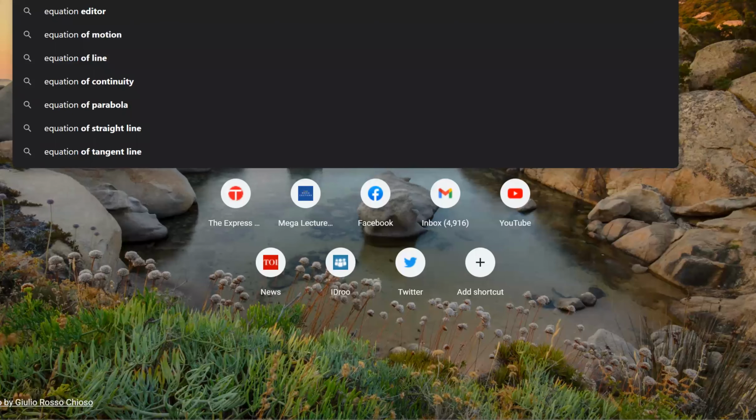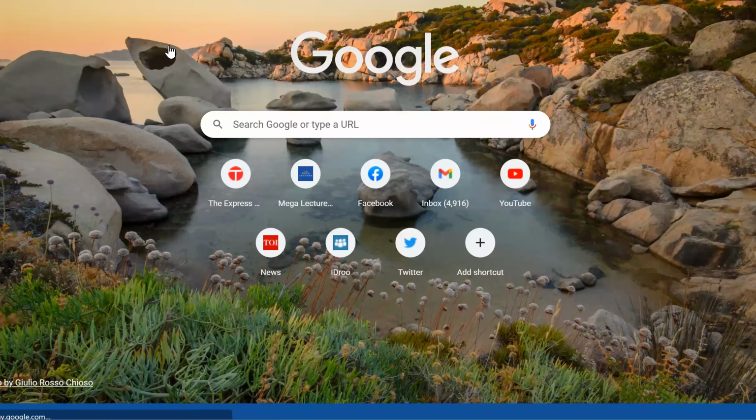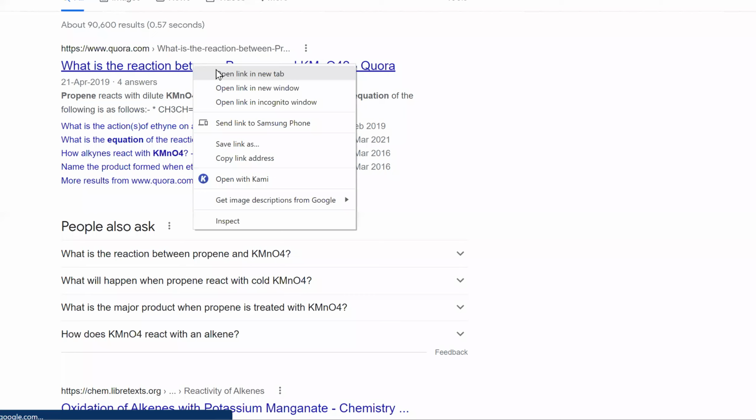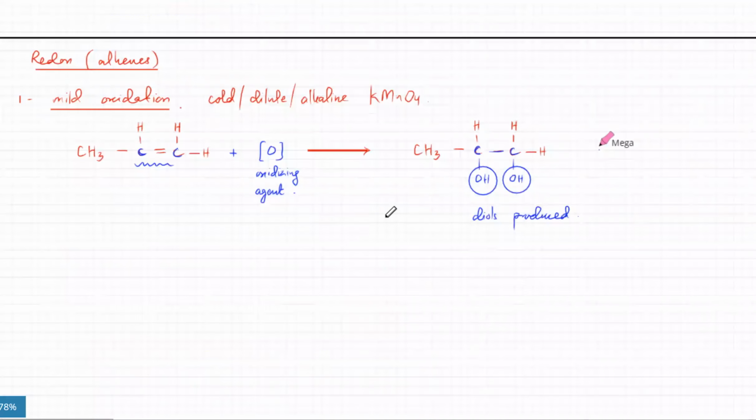Like the equation for KMnO4 plus, let's say, propene. I can find this equation on the internet. It's this one, right? You have this equation in front of you, but you can't remember it. It's impossible to remember. And this one is, I think, in cold conditions. So remember, they're not going to ask or look for equations. They'll just ask you for the products.